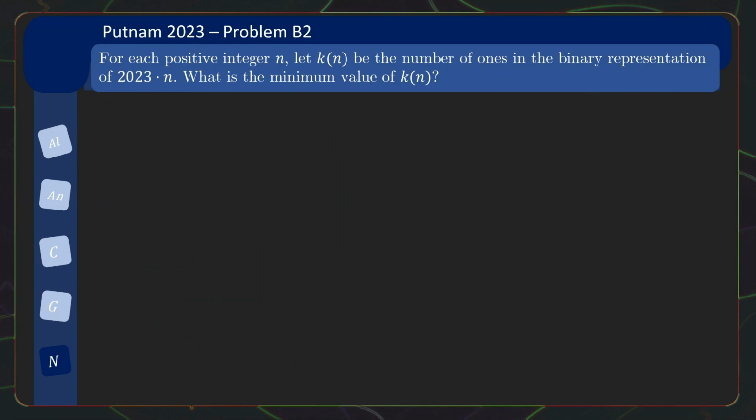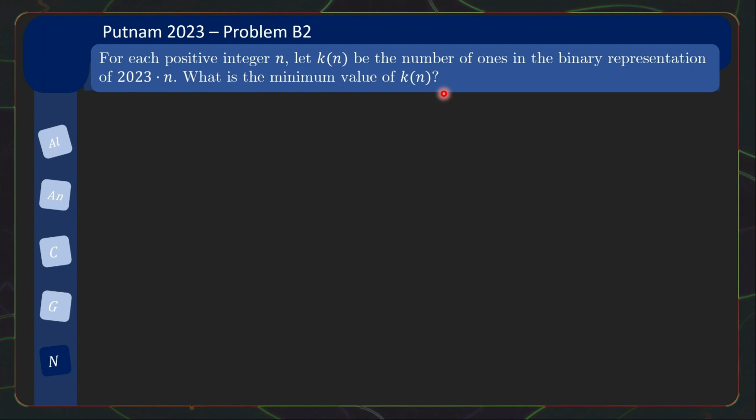For problem B2, we have a short and succinct number theory problem. So let's take a look at what this problem says. For each positive integer n, let kn be the number of ones in the binary representation of 2023 times n. What is the minimum value of kn?